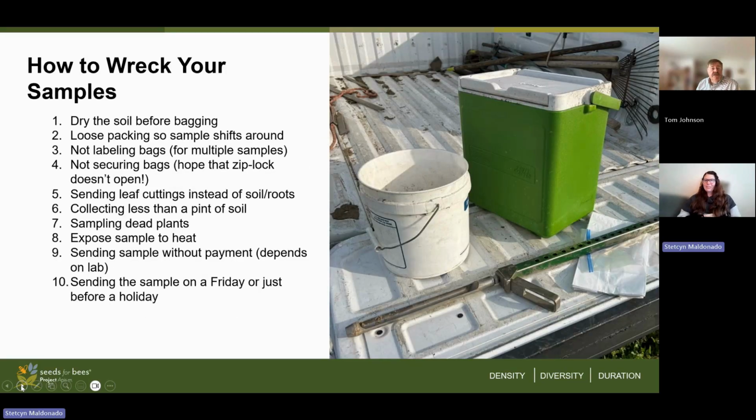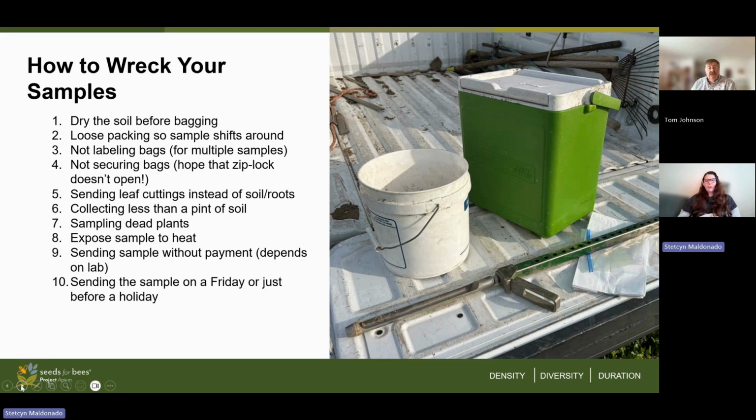This is a really important slide about how to wreck your samples. Even if you took the best samples, you got the greatest distribution, or the best representative samples, you can ruin your results by, for instance, letting the soil dry before bagging. These are living organisms. You've got to remember that it's alive. You're looking for something that's living. So if you let it dry, they can die through lack of water.